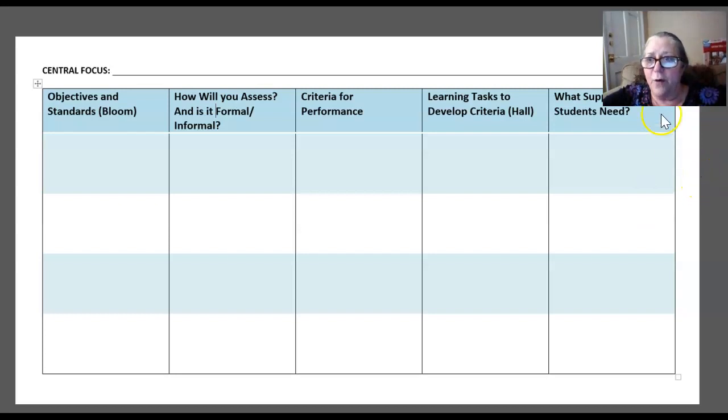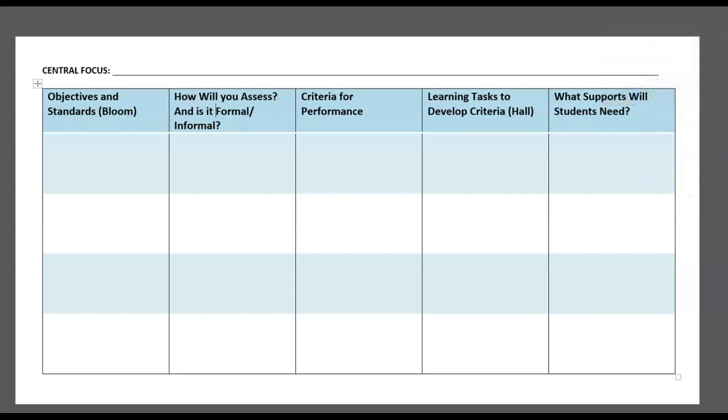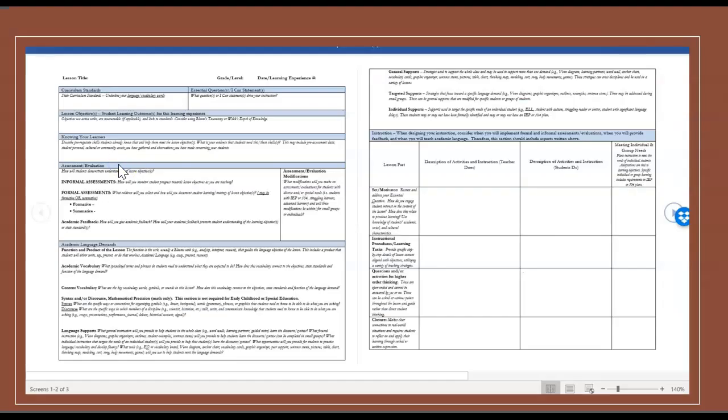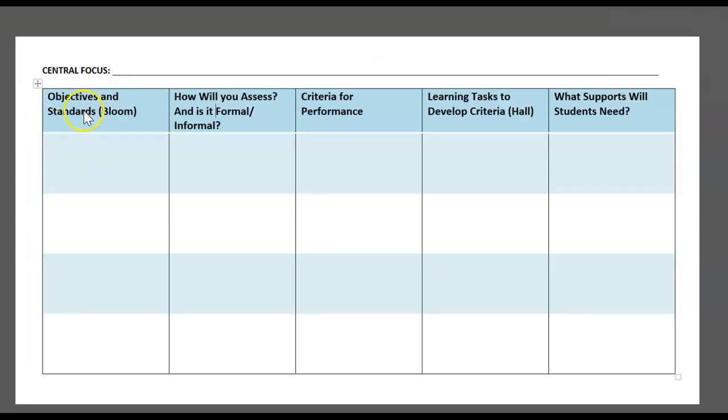And a final organizer, again, this is one I've had students use, and they really liked it. So here's your objectives and your standards. How are you going to assess it? So you're going to write out your formal and informal. At this point, you've got some copying and pasting that you can do. We've got to add in criteria for performance, otherwise known as evaluation criteria.